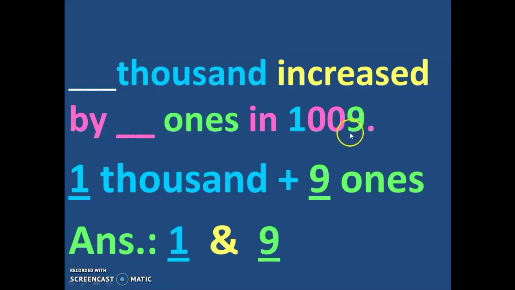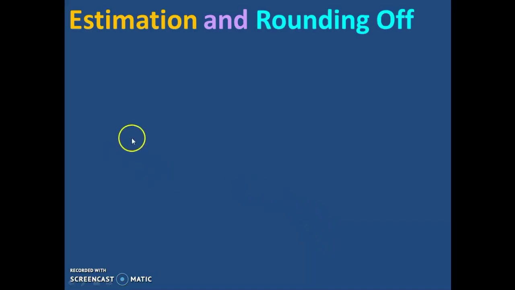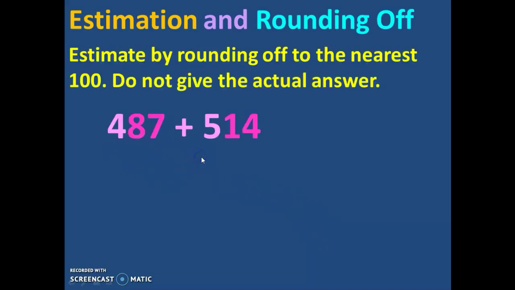Very easy. Okay. So you will have to correlate. You will have to find out how we can use this with the concepts which we already know. That is the only thing. Okay. Yes. And now next is estimation and rounding off. Estimation and rounding off.